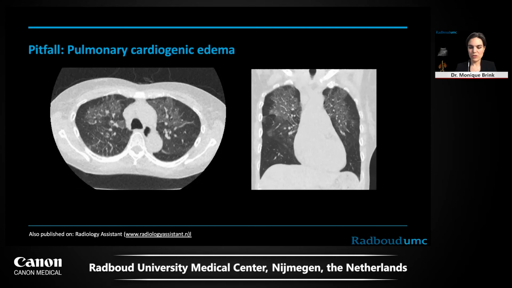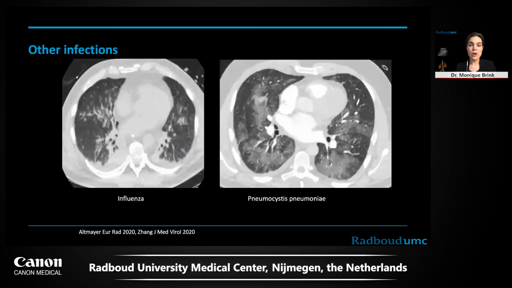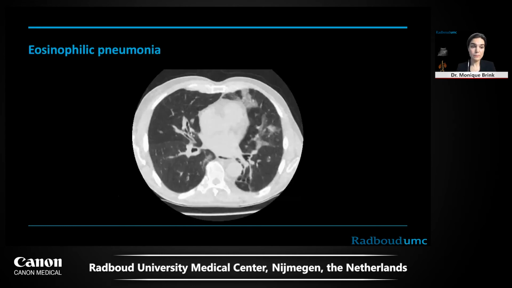And of course, there are other differential diagnoses, more rare, such as alveolar hemorrhage, but also overlapping diseases such as influenza and PCP in immunocompromised patients. And it's not always very easy to make that differential diagnosis based on imaging alone.